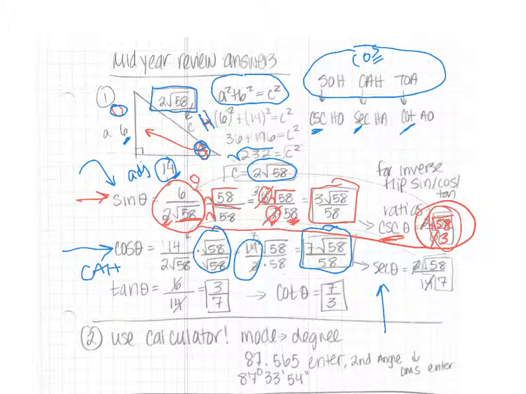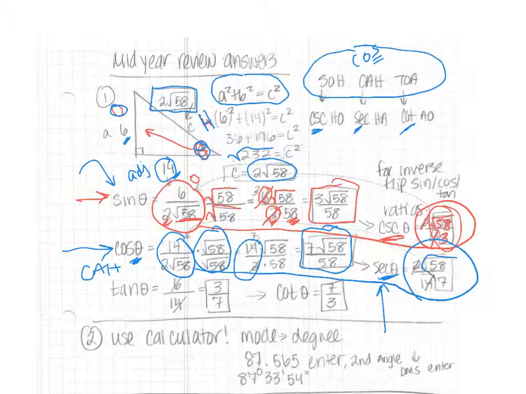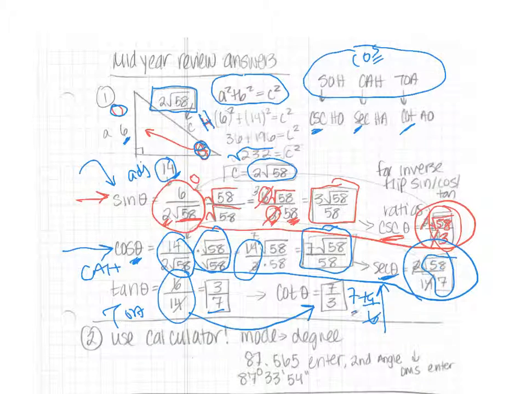Now remember, for the reciprocal, which is secant, just take your original ratio and flip it, which is what we did over here. Then we simplify and we get square root 58 over 7. Tan, TOA, opposite over adjacent, so we have 6 over 14, which reduces to 3/7. We can always flip the original: 14 over 6 reduces still to 7/3.